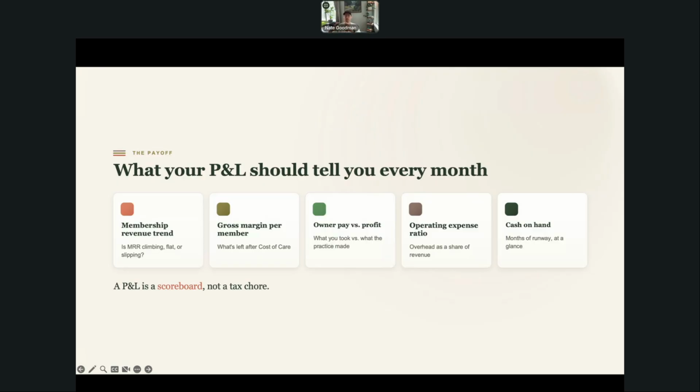Every member gets a certain amount of supplements. What's left, right? We might only have a $70 membership after that because we spend $30 per member that's just built into their cost. And then owners pay versus profits. You know what you're making and what the profit is. You know your operating expense ratio. So, how much overhead do I have, and what percentage of my overhead is revenue? So, do I spend 50% of my revenue on my overhead?